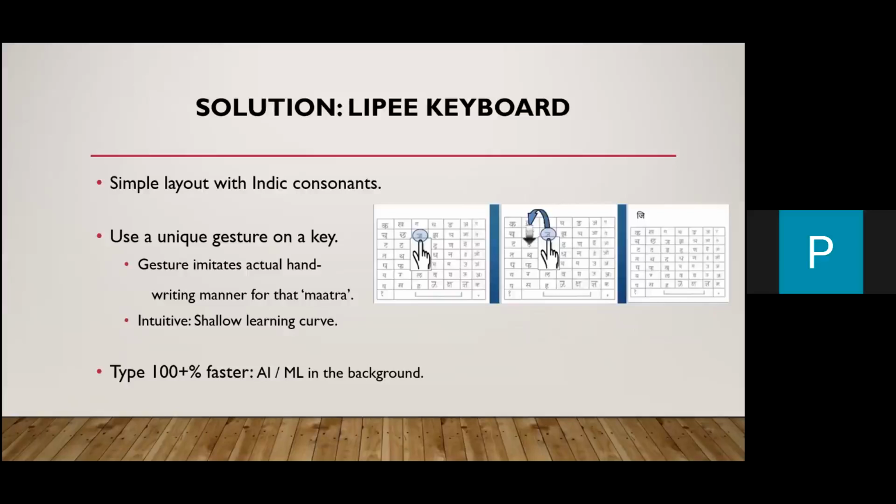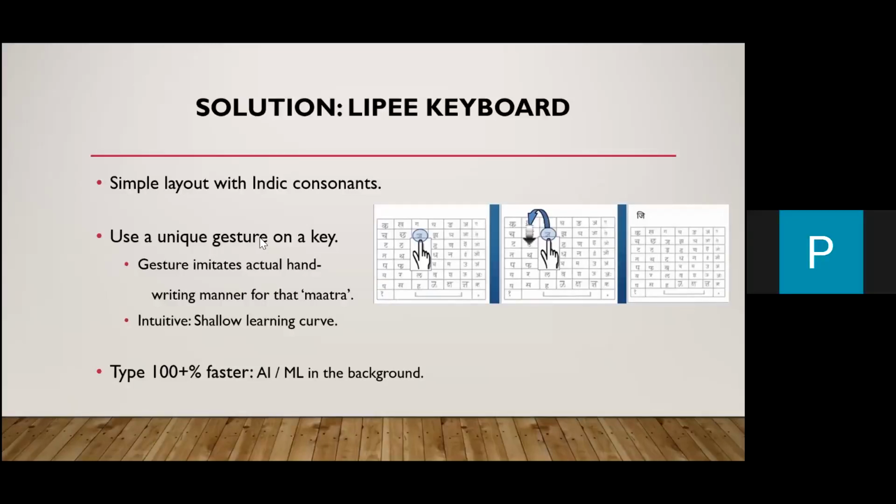So our solution to this is a Lipi keyboard, which provides a very simple layout with Indic consonants, no complications about multiple screens. The idea is all Indic scripts have this feature, that you have a consonant like J in Devanagari shown here. You produce a sound G, which is on the rightmost figure. To go from J to G, you add a matra to it. And our idea is, instead of using anything else, we use a unique gesture to create the matra. So you press your hand on J and make a gesture. The gesture is now very close to the actual handwriting matra.